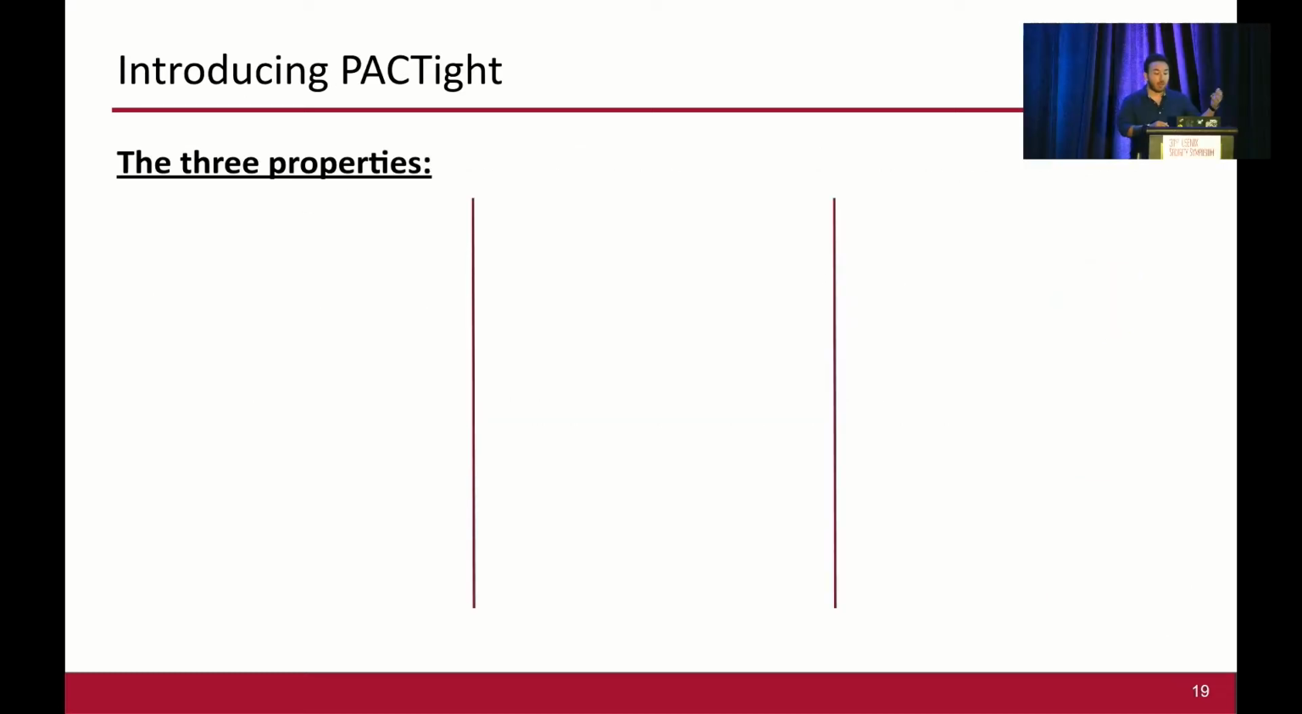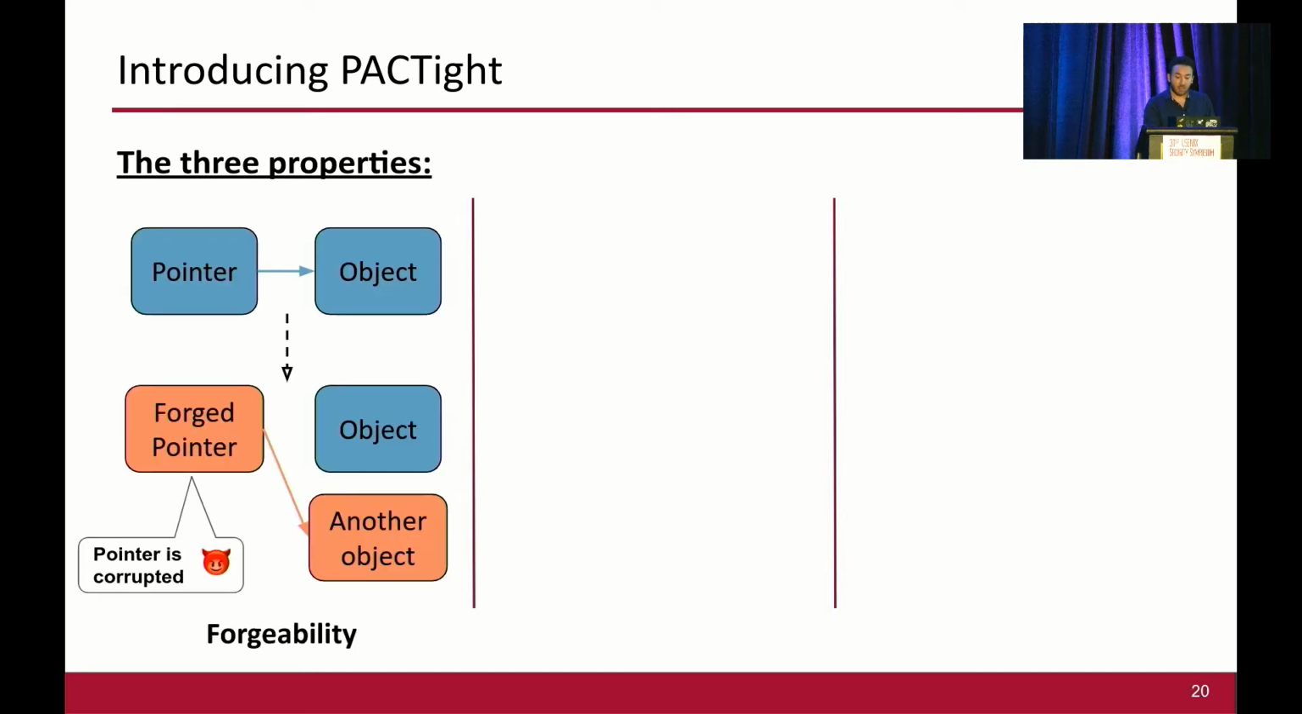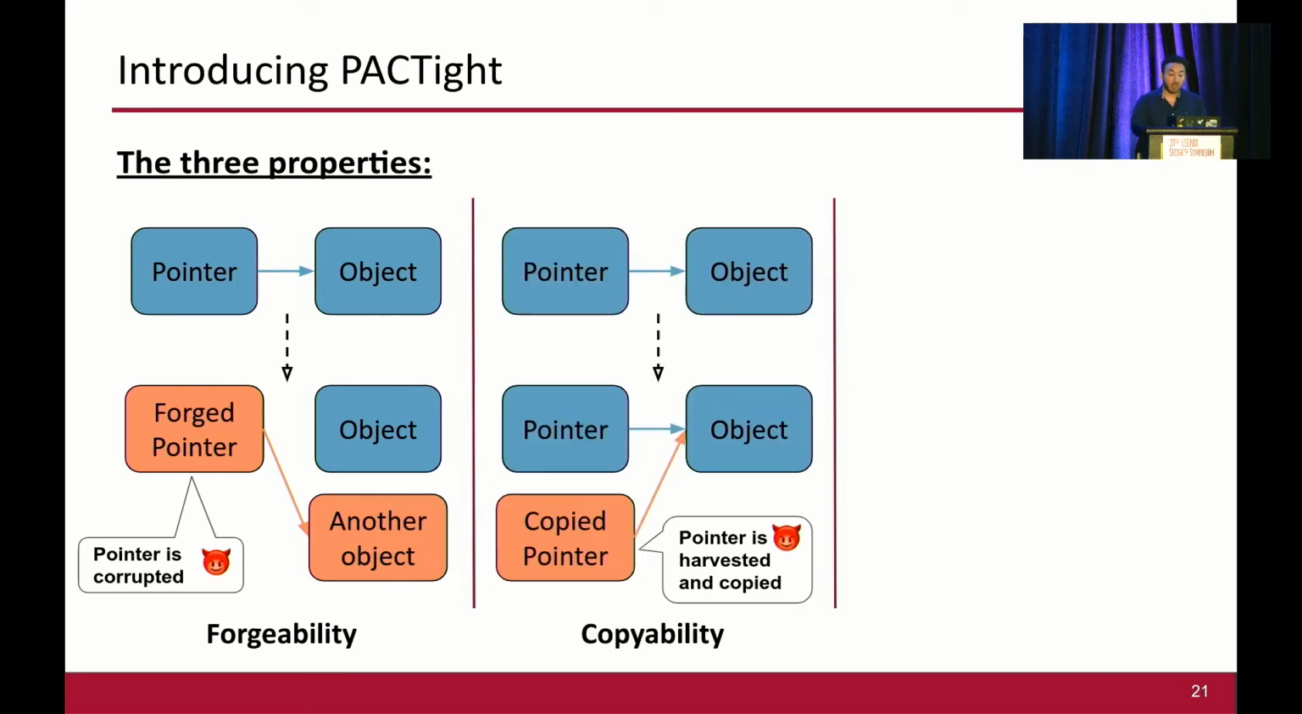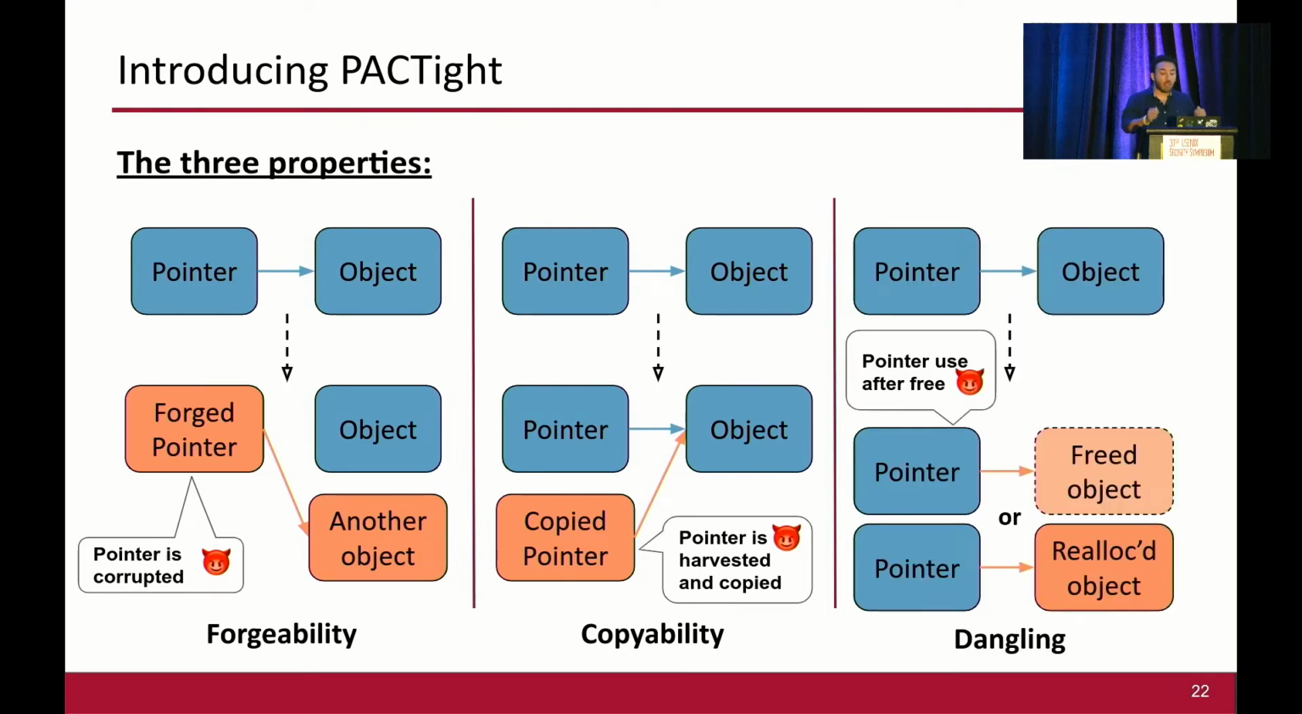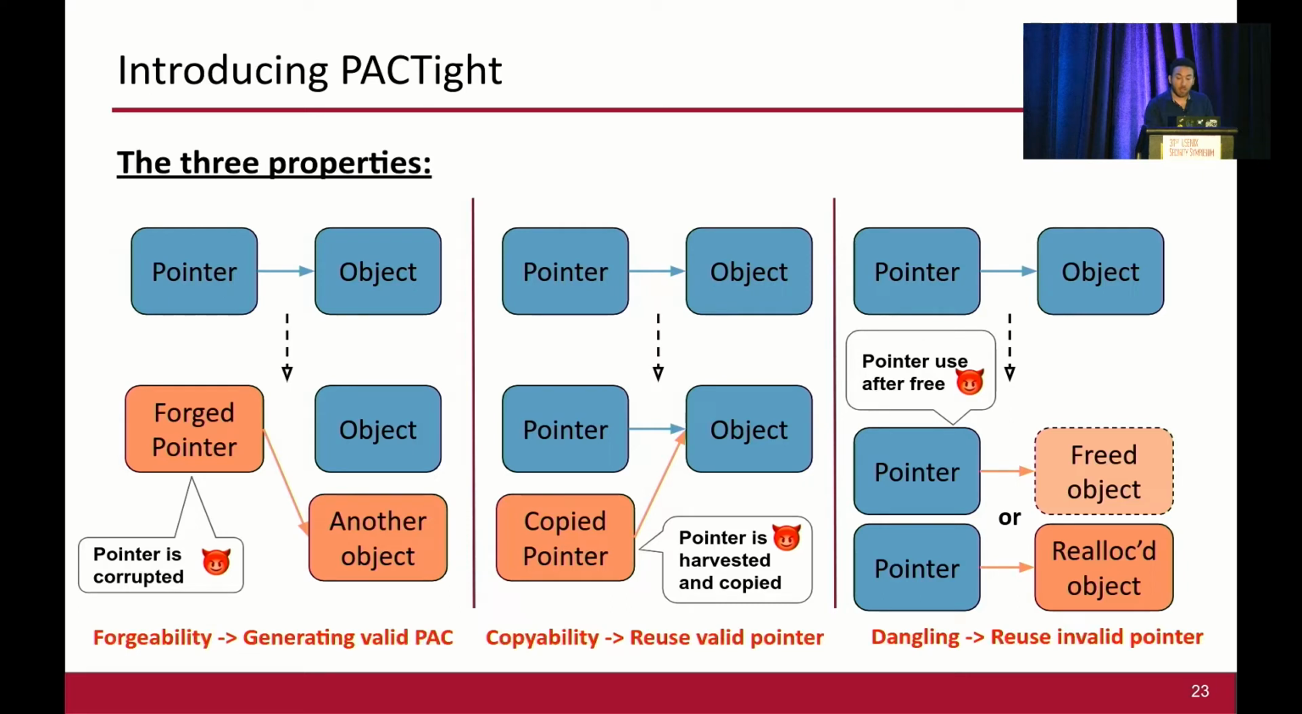So let's take a closer look now at the three properties to better define them. Starting with forgeability, forgeability means that a pointer that points to a specific object becomes corrupted with a forged pointer that points to another object. And copyability means that a maliciously copied pointer can still be legitimately used to point to an object. And dangling means that the pointer of a freed or realloced object still points to that object and can be used by an attacker. Powerful memory corruption attacks are a direct implication of violating these three properties. And an attacker can generate PACs with forgeability, they can reuse valid pointers with copyability, and they can reuse invalid pointers with dangling.